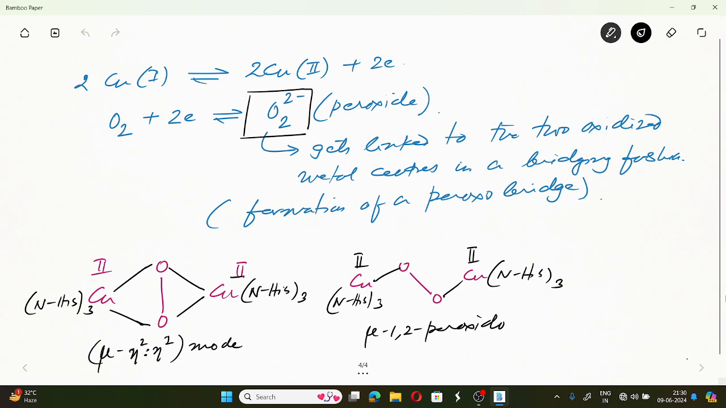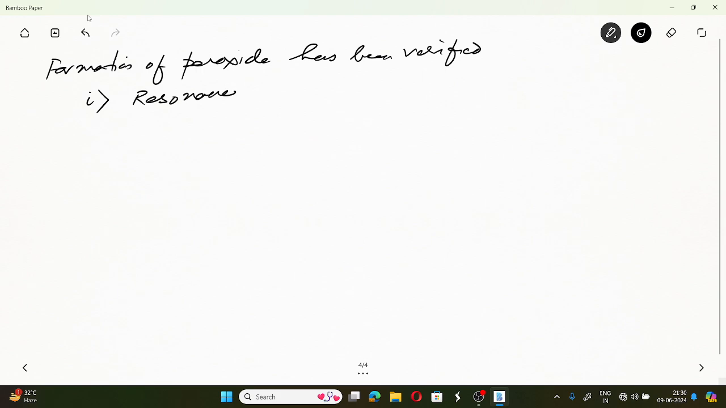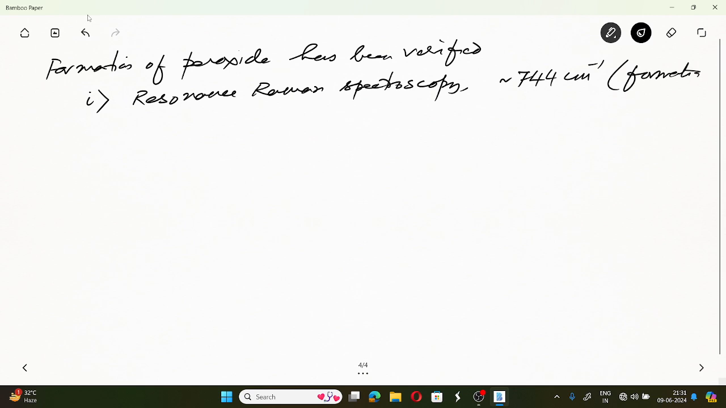So the formation of peroxide has been verified. Formation of the peroxide has been verified by, number one, resonance Raman spectroscopy, where we get a stretch at around 744 centimeter inverse, which corresponds to formation of O2 2 minus. So first of all, this is verified by resonance Raman spectra.